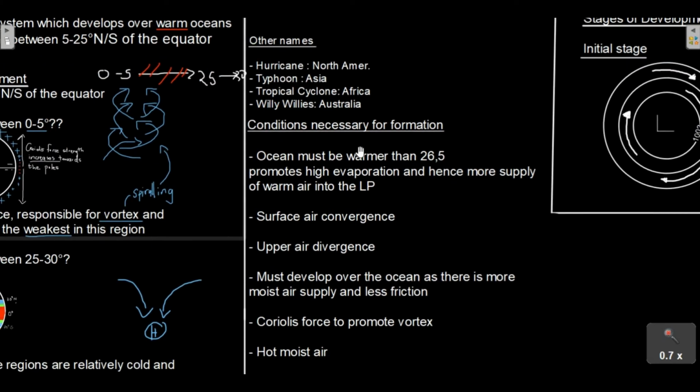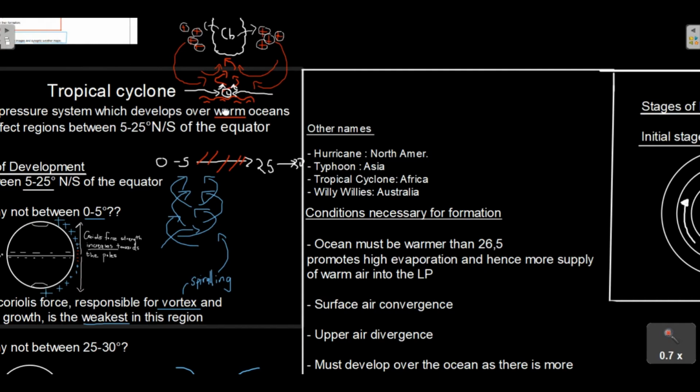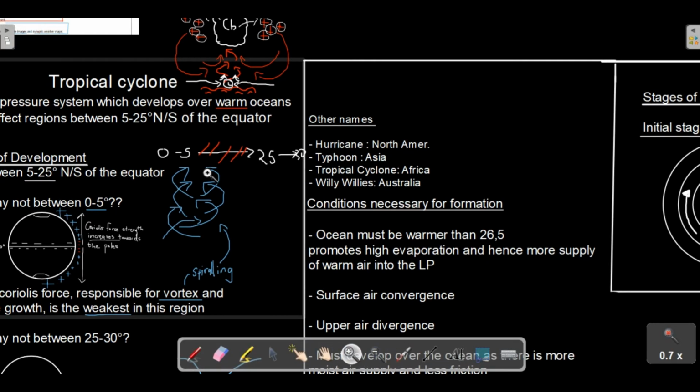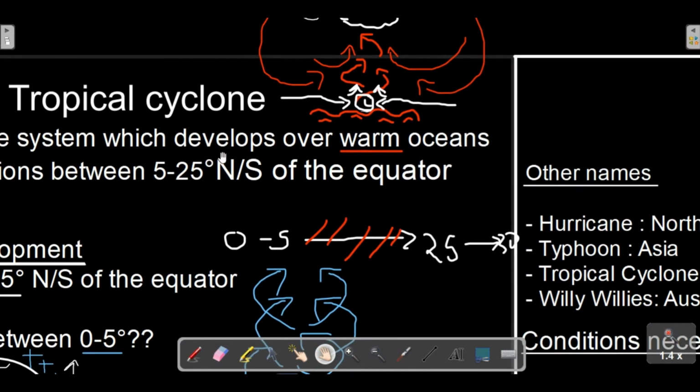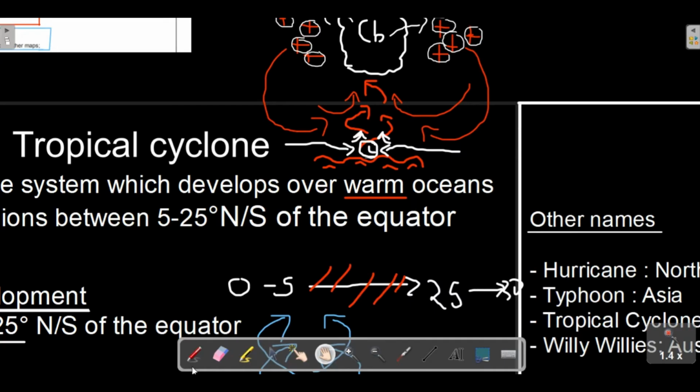Before we head on to the necessary conditions, let's talk about the condensation. We're saying that these tropical cyclones develop over warm oceans. Why? Because warm oceans have high evaporation. If they have high evaporation, that means they produce a lot of warm, moist air. And so warm, moist air, what does it do? It rises up, and now that you have warm air rising up, you develop an area of low pressure at the surface.